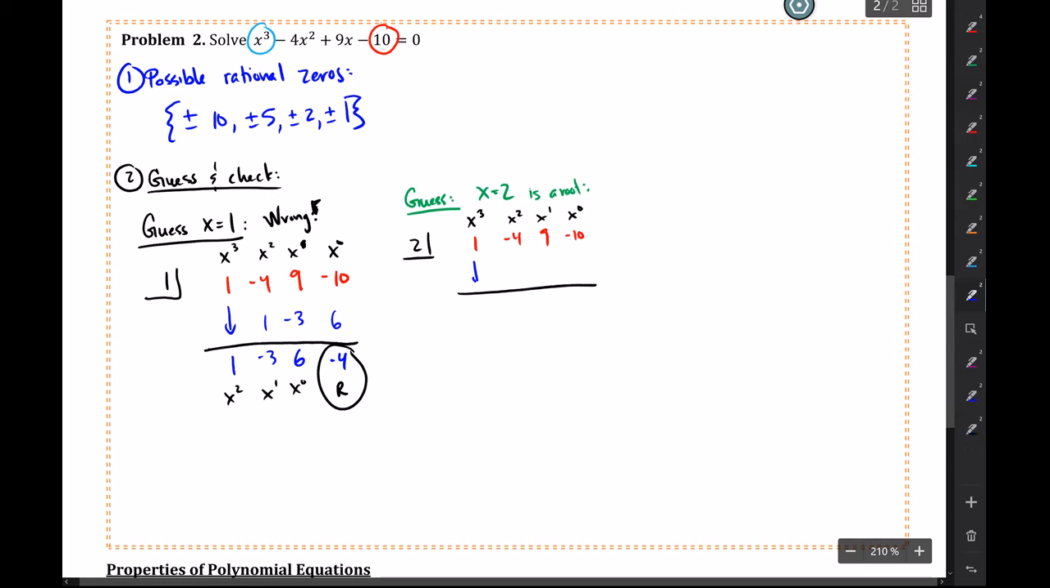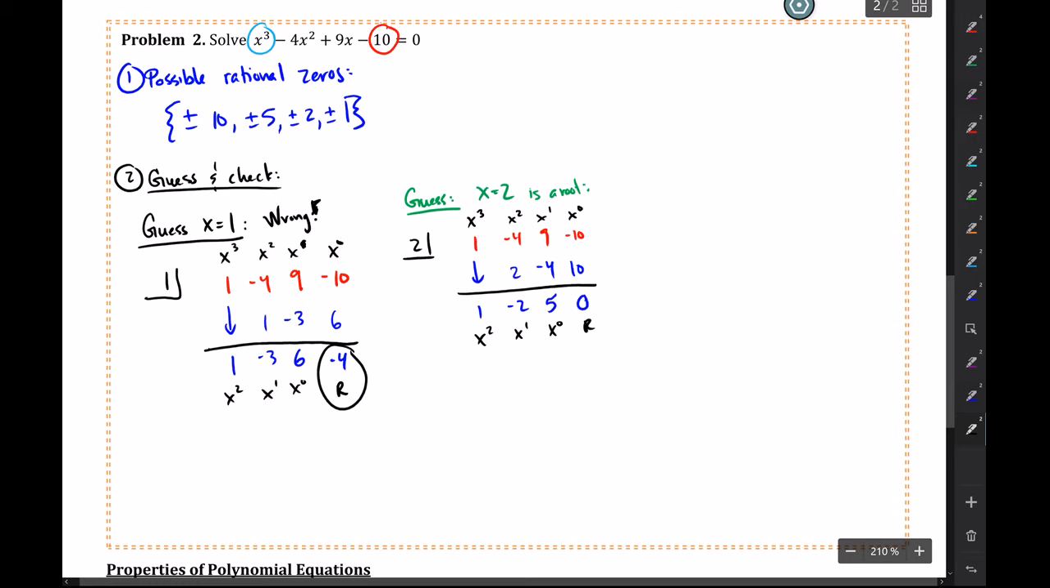Okay, bring the 1 down. 2 times 1 is 2. Negative 4 plus 2 is negative 2. 2 times negative 2 is negative 4. 9 minus 4 is 5. 2 times 5 is 10. Negative 10 plus 10 is 0. So in this case, I see that I actually get a 0. So I have x squared, x to the 1, x to the 0, and a remainder of 0.